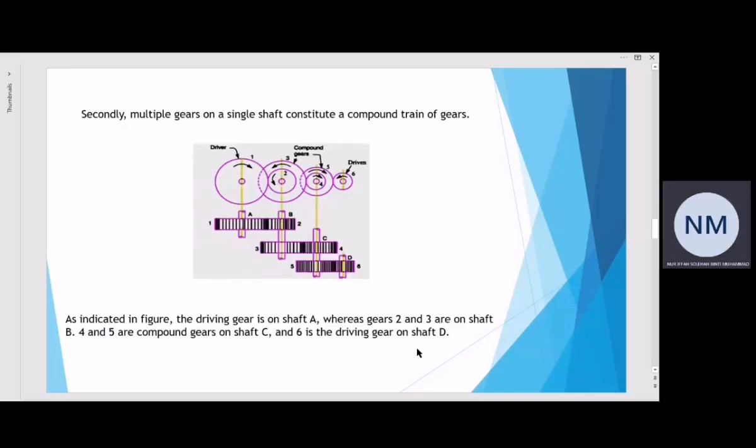Next is compound gear train. Compound gears on an intermediate shaft span the gap between the driver and the driven or follower. Each intermediate shaft has two fixed gears that rotate at the same speed. One gear meshes with the driver and the other with the driven or follower. As indicated, the driving gear is on shaft A, whereas gears 2 and 3 are on shaft B. 4 and 5 are compound gears on shaft C, and 6 is the driven gear on shaft D.